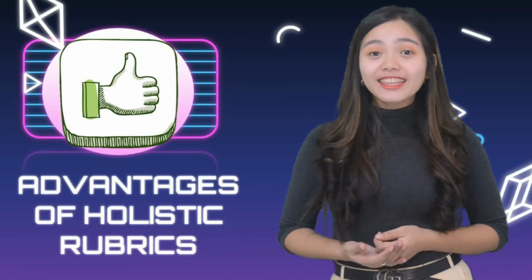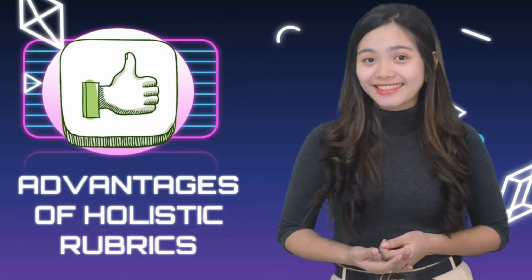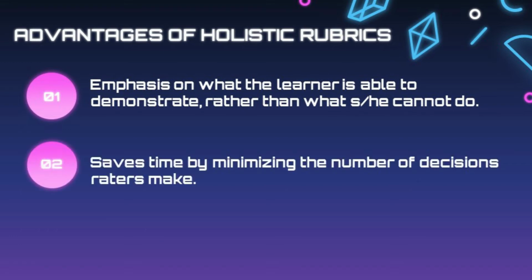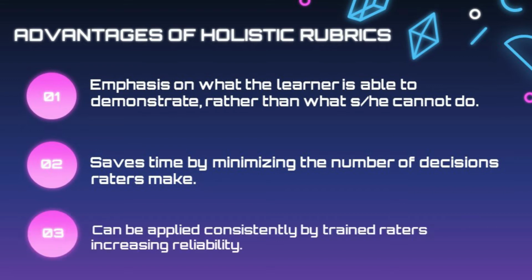What are the advantages of holistic rubrics? First, emphasis on what the learner is able to demonstrate rather than what she or he cannot do. Second, saves time by minimizing the number of decisions raters make. And lastly, can be applied consistently by trained raters, increasing reliability.